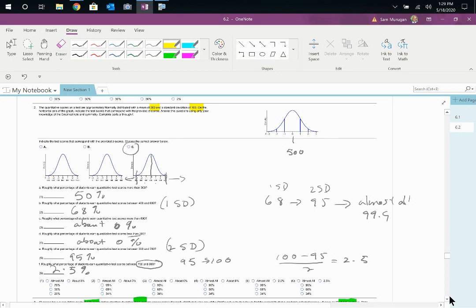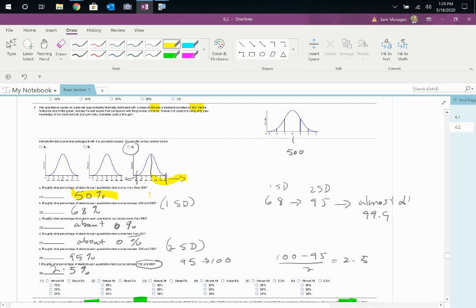So this is obviously graph C, because graph C shows the mean as 500 and then the standard deviations of 100 to the left and 100 to the right. That's the only graph that actually shows that. Okay? And then we answer the questions. So everything to the right of the 500, the 0 point, everything to the right of 500 is 50% of our graph.